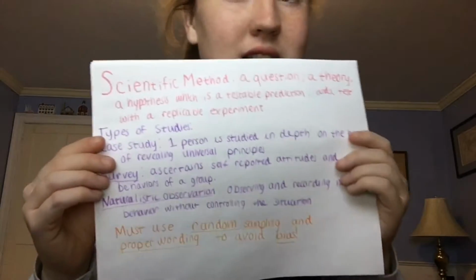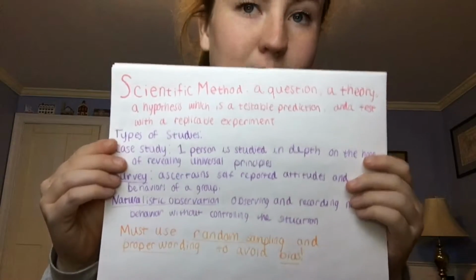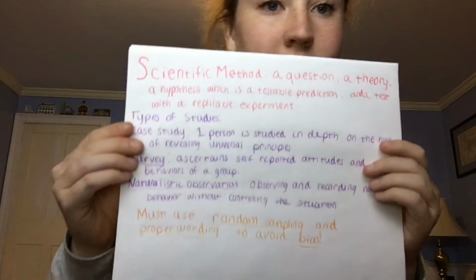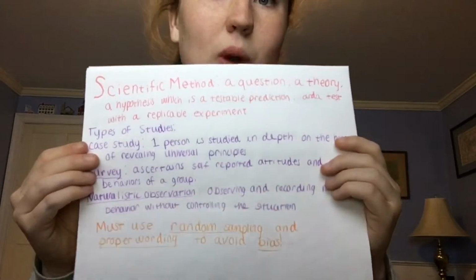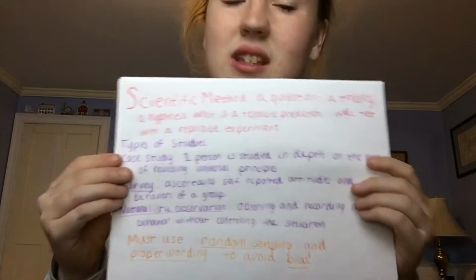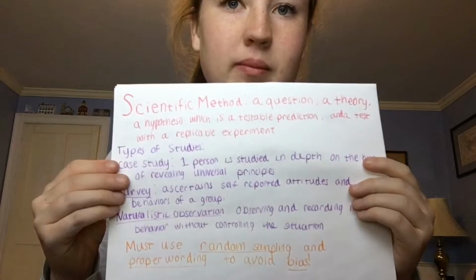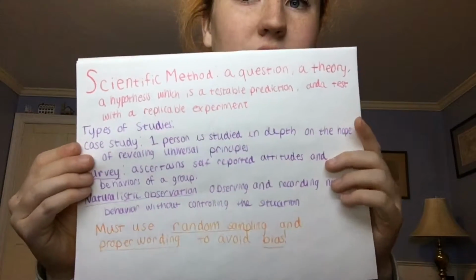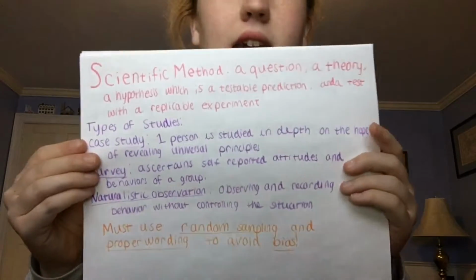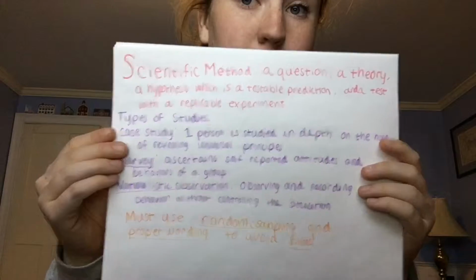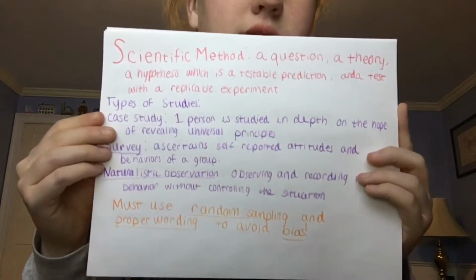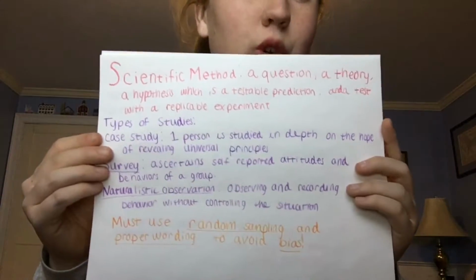This is when we have a question and a theory, a hypothesis, which is a testable prediction, and a test with a replicable experiment. Different studies are used in the scientific method, including case studies, when one person is studied in depth in hope of revealing universal principles. This isn't always the best option because everyone's different. A survey is the self-reported attitudes and behaviors of a group. We've all taken a survey before. We know what it is. And next up is naturalistic observation, observing and recording natural behavior without controlling the situation. All of these must use random sampling and proper wording to avoid bias.